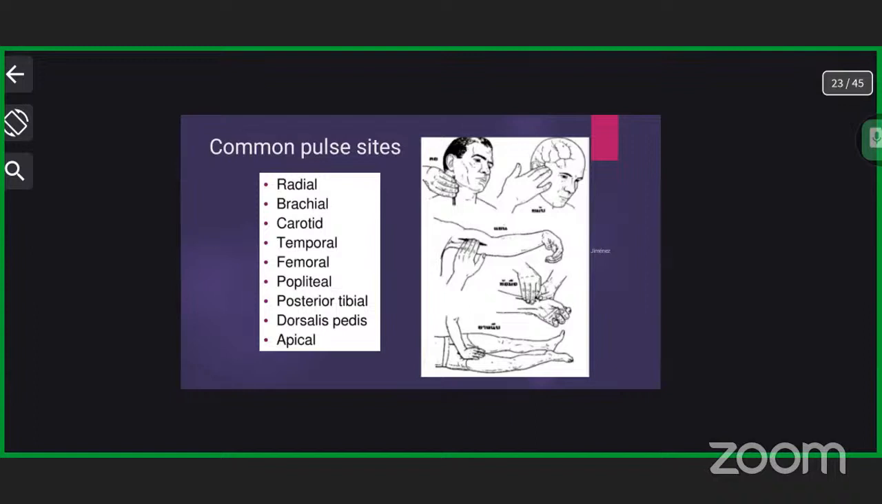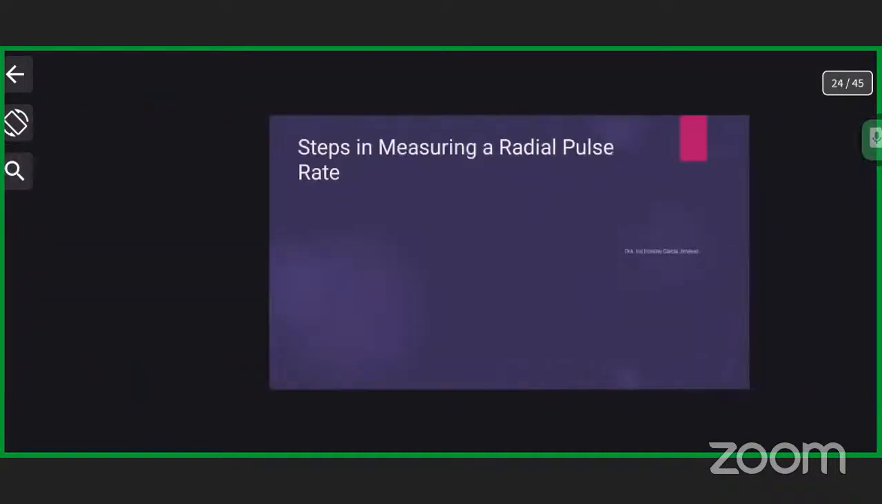So let's check this. We have the common pulses: the radial, brachial, carotid, temporal, femoral, popliteal, posterior tibial, dorsalis pedis, apical. Of course, according to the situation, we choose which one is the best. We choose the moment to take any one. We know about it. Just extra information, okay?